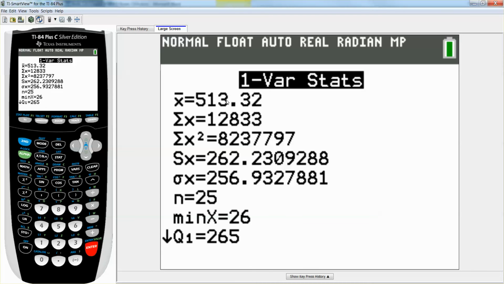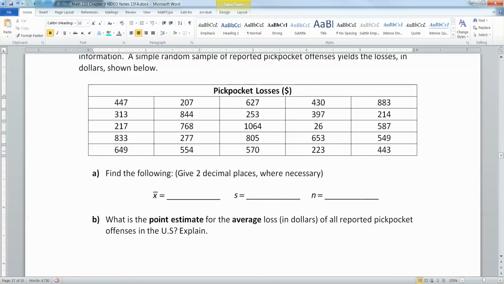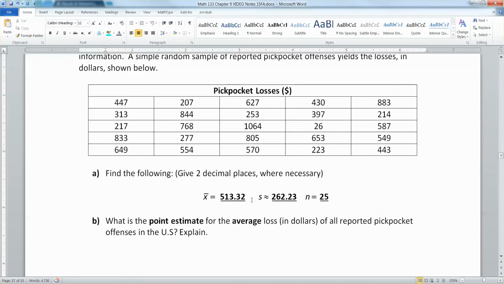And there they are. I can see that the mean is 513.32. The standard deviation is the sample standard deviation because this was not a population. So I have to use the 262.23. And then the N is 25, right? Not 30, sorry, 25. There, and I just filled those three values into our answer blocks.